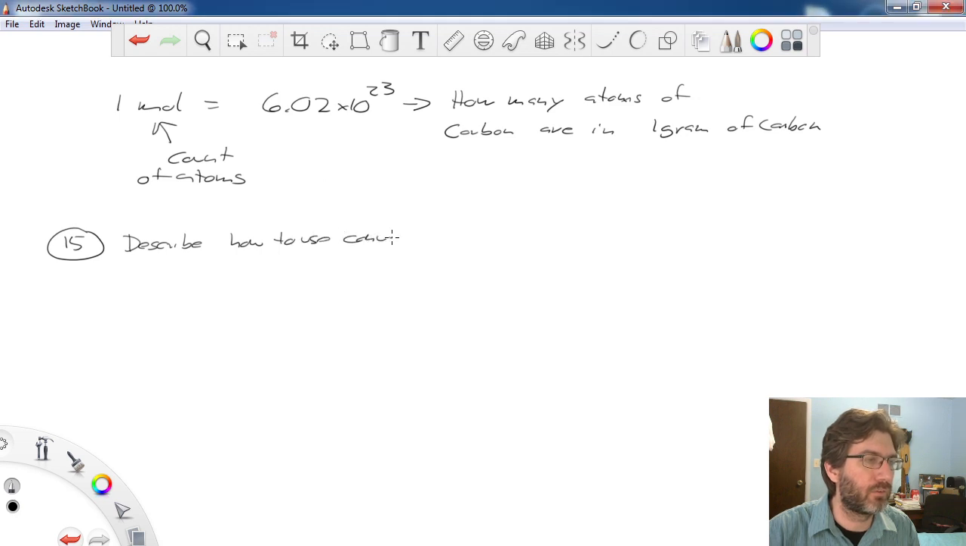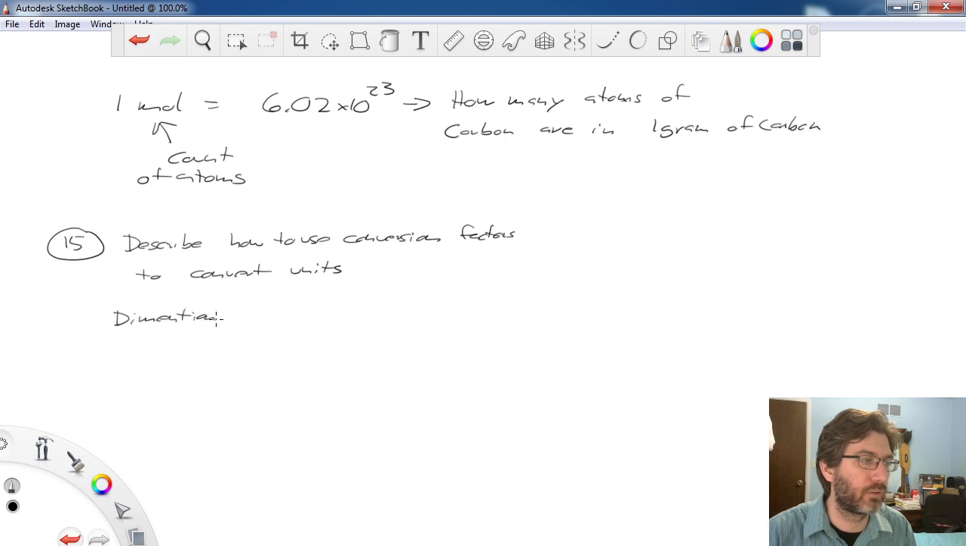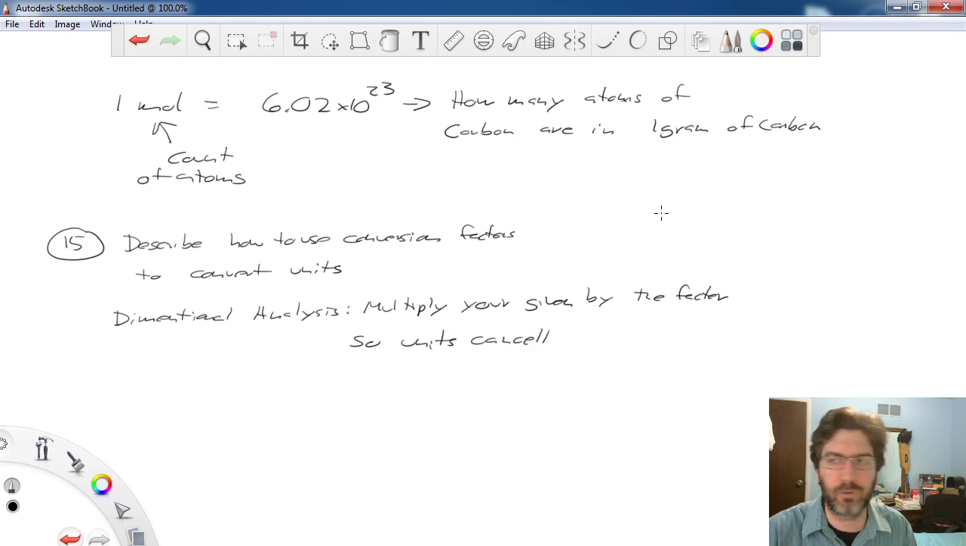How to use conversion factors to convert units. That's what we've been doing, so it is dimensional analysis. This is dimensional analysis, and you're just going to be multiplying. You multiply your given by the factor. So units cancel. You need to make sure units are going to cancel. So something along those lines, Catherine.